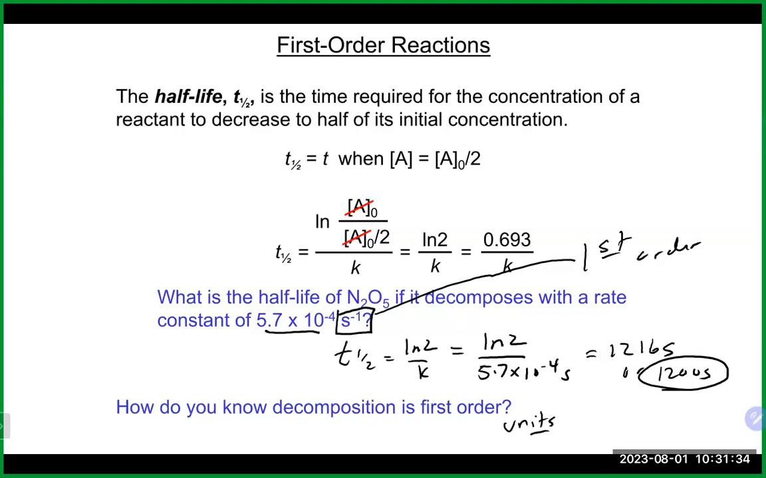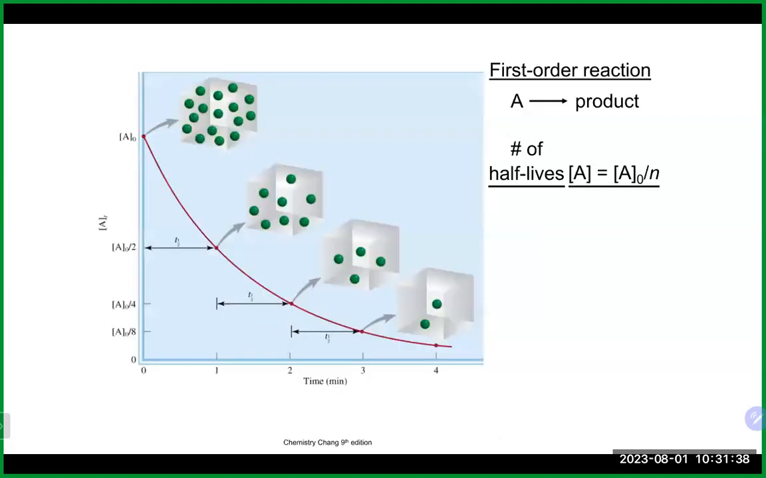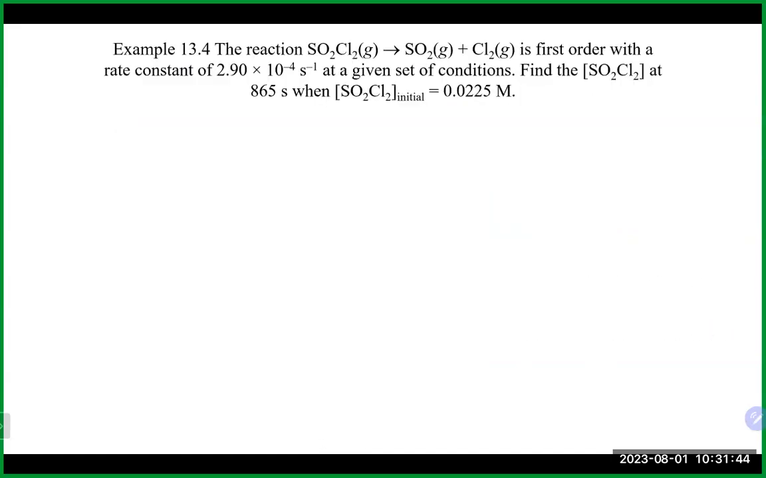All right, so why don't you try one here and see what you come up with. Here's just a graph, obviously, as we talked about, every half-life, you lose half. About 10 half-lives, you'll be done. All right, we have this reaction. It is first order with a rate constant of 2.9 times 10 to the minus 7. Find the concentration of the SO2Cl2 at 865 seconds when we have an initial concentration of 0.0225. So see what you come up with here.